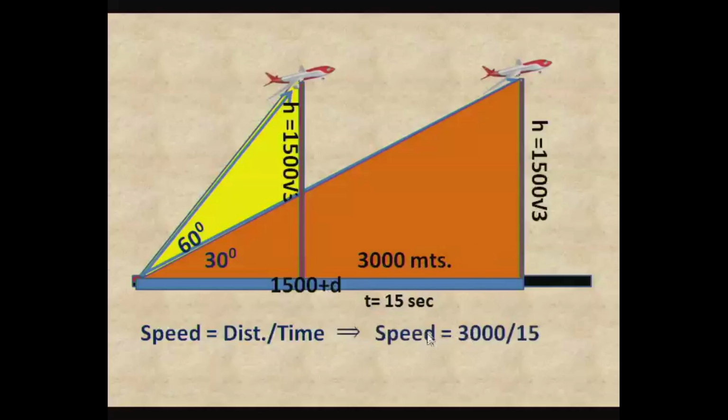Speed of the jet is equal to distance moved, 3000 meters, by time, 15 seconds. It is equal to 200 meters per second. The jet travels from here to here in 15 seconds, it travels 200 meters per second. My dear children, I think you understood this problem.